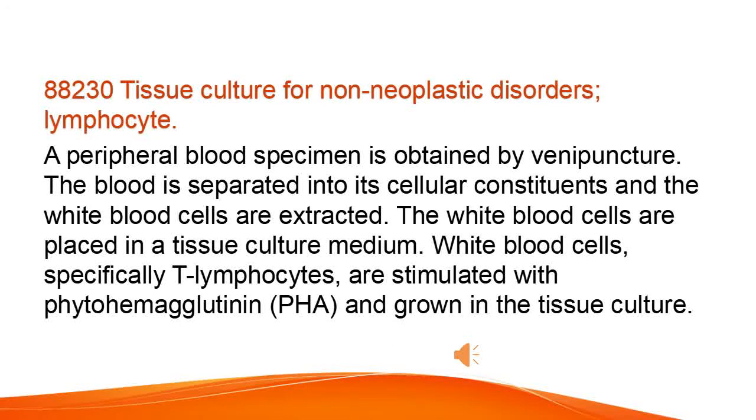Tissue culture for non-neoplastic disorders, lymphocyte. A peripheral blood specimen is obtained by venipuncture. The blood is separated into its cellular constituents and the white blood cells are extracted. The white blood cells are placed in a tissue culture medium. White blood cells, specifically T lymphocytes, are stimulated with phytohemagglutinin, PHA, and grown in the tissue culture.